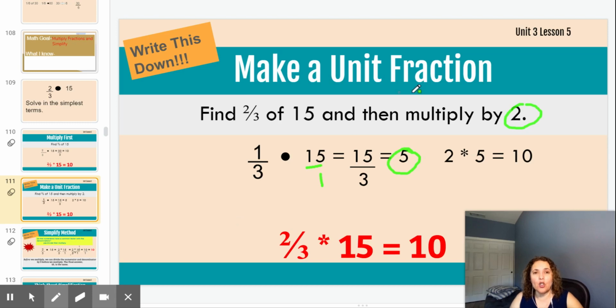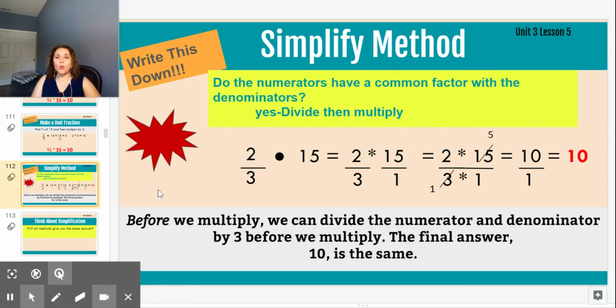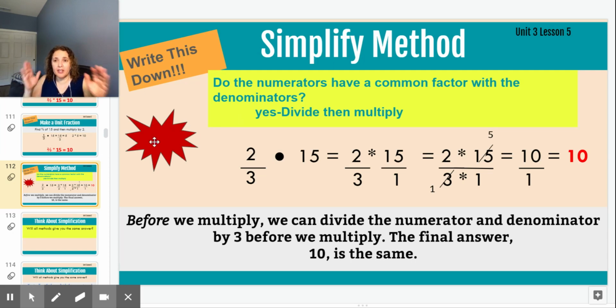You can make it into a unit fraction and then multiply by whatever number you had in your numerator to begin with. Okay, let's look at another example. Make sure you write this example down. And if you need to, replay this a couple of times because this is the preferred method. Notice I have the red here. This is it. This is the biggie. Okay, so the simplified method. Do the numerators have a common factor with the denominators? If yes, you divide, then multiply.